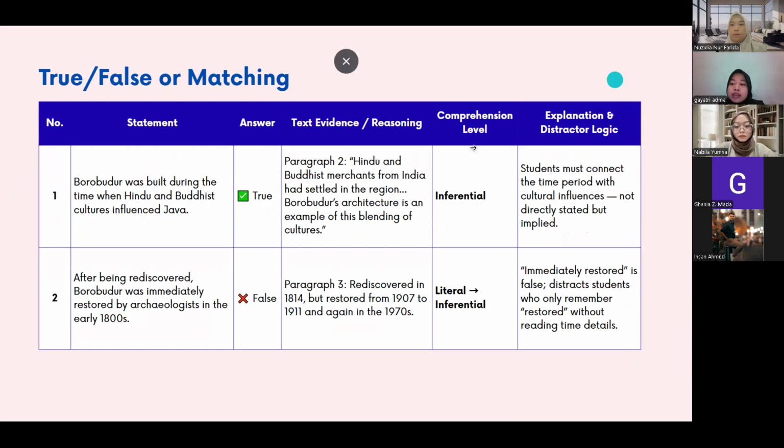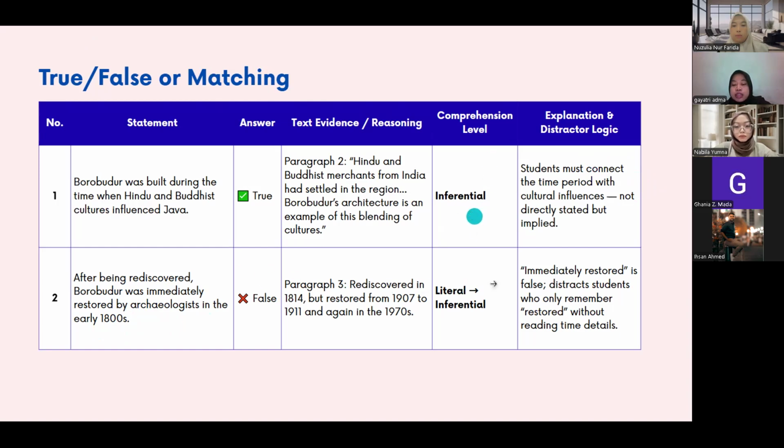And the comprehension level is inferential. Why is it inferential? Because the students not only get the answer based on the literal meaning, but also have to connect some information from the text. And then the second one is, after being rediscovered, Borobudur was immediately restored by archaeologists in the early 1800s. And the answer is false.